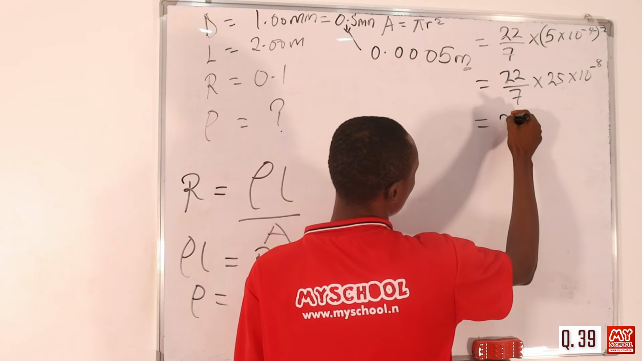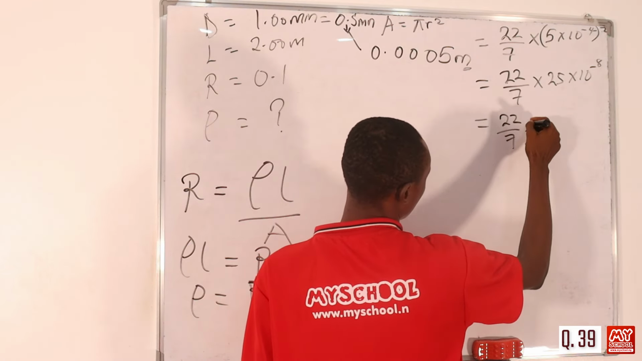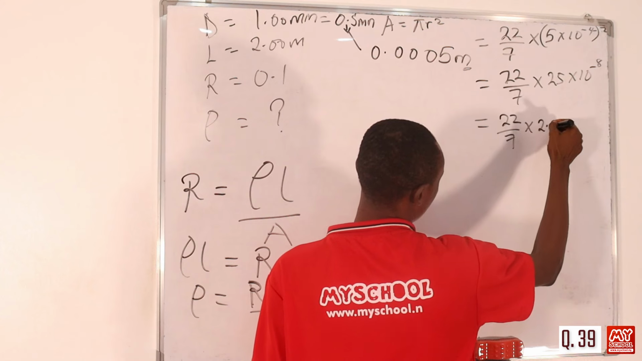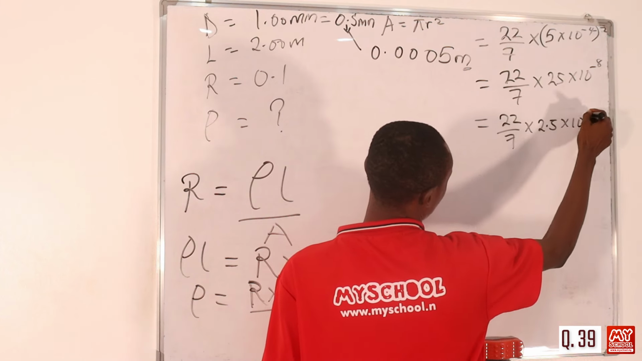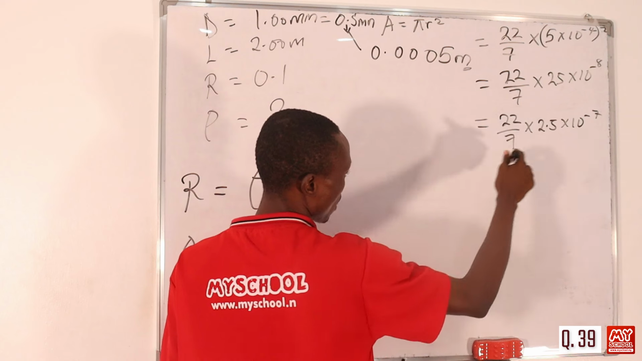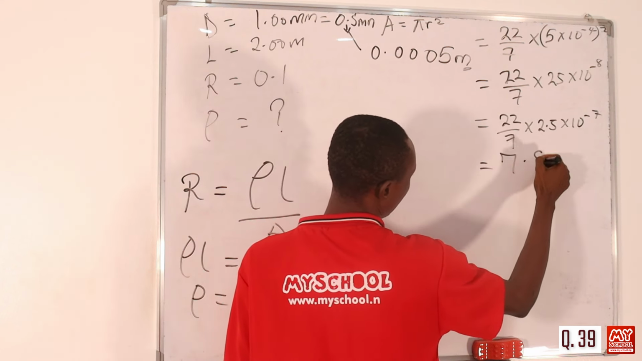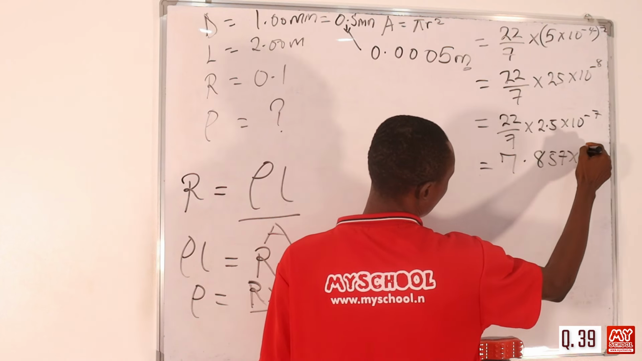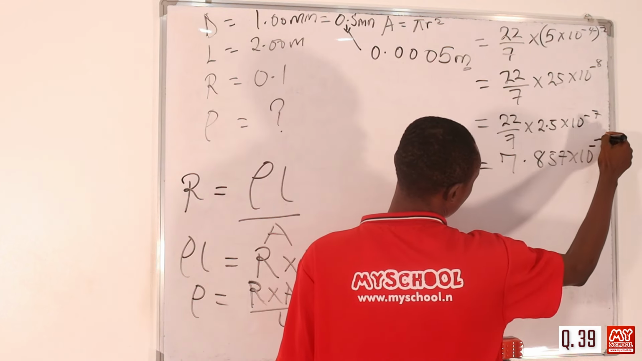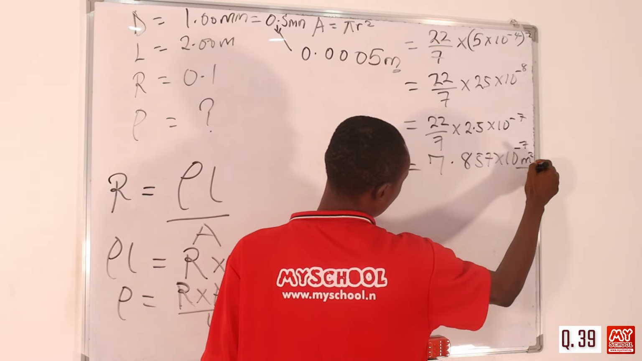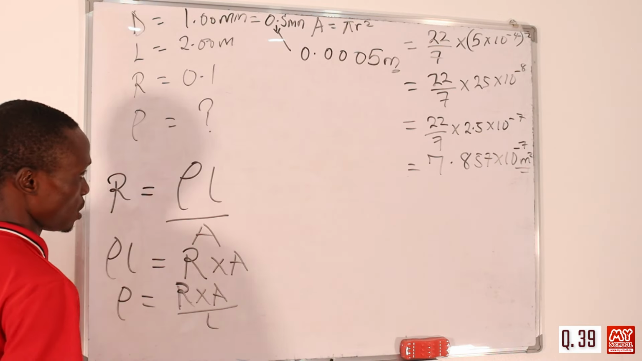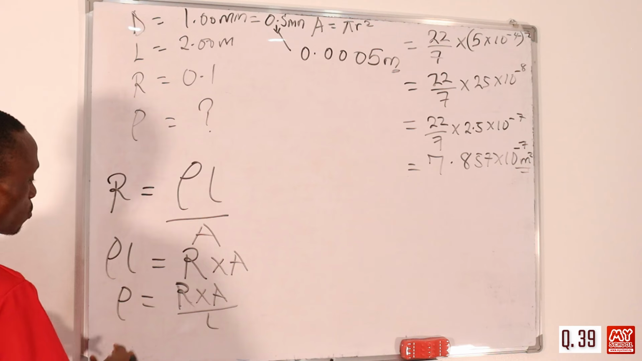So we'll be having 22 over 7 times 2.5 times 10 raised to power minus 7. If we multiply this, we'll be having 7.857 times 10 raised to power minus 7 meters squared. So this is the value of the area. Then we can now substitute.